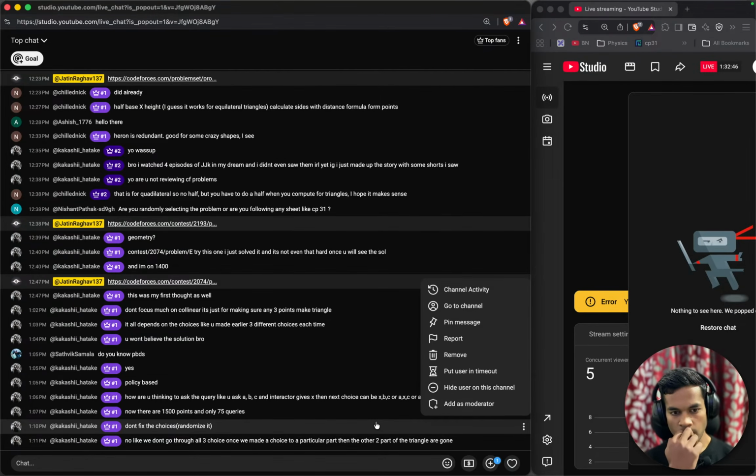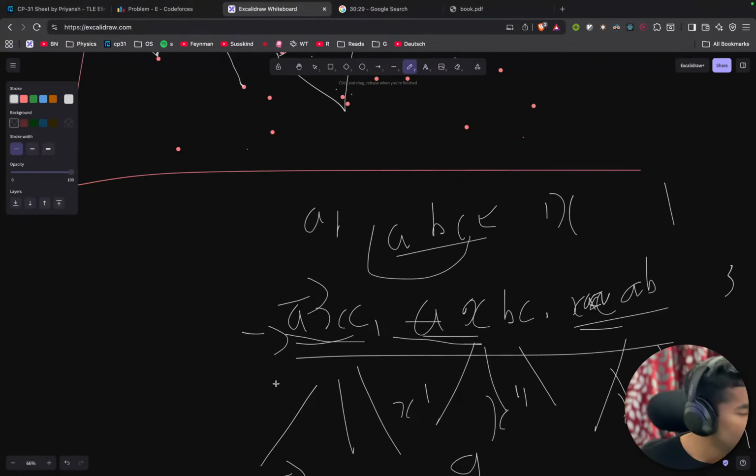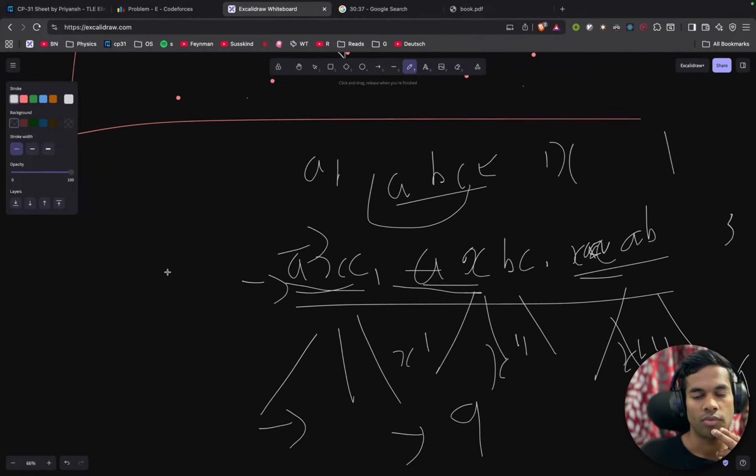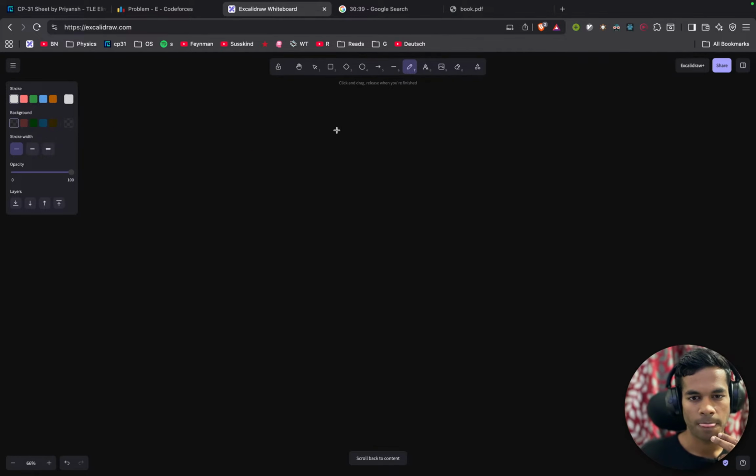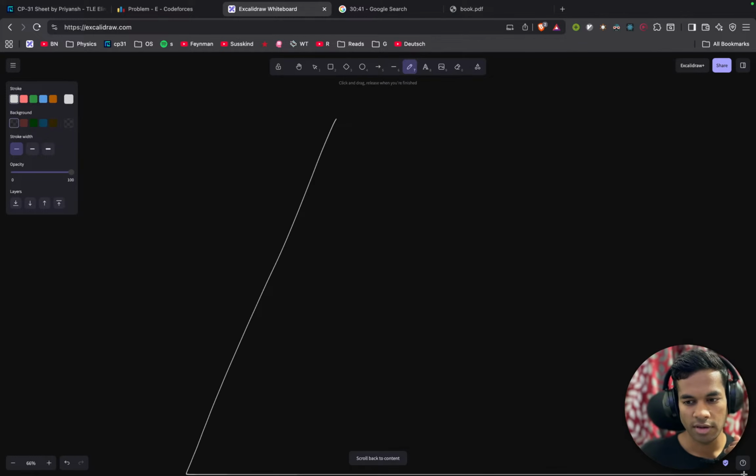Randomize, like we don't go through all three choices. Once we made a choice to a particular part, then the other two. Okay, okay. I think then also this would not work. Like this was the first instinct.